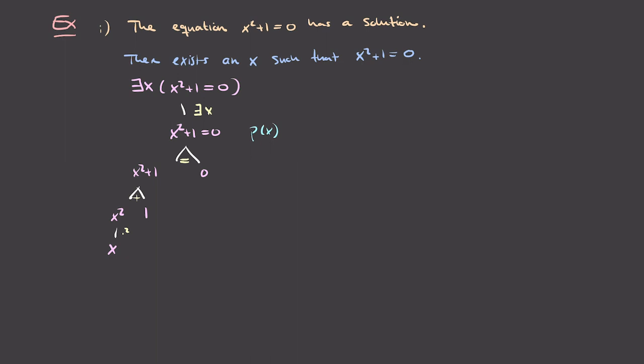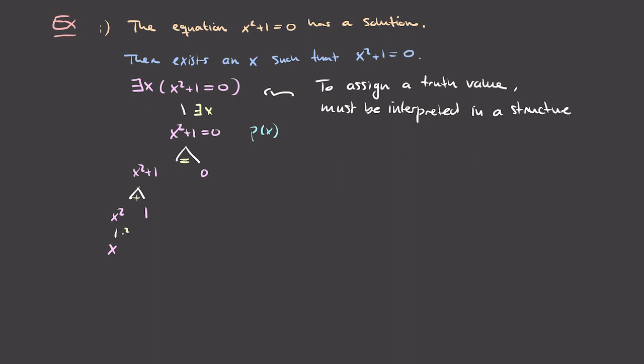So what I'm trying to get at here is that in order for the truth value of this statement to be defined, we need to interpret it in some sort of structure. In particular, we need to say where the x's and the y's and so on live. So to assign a truth value, this thing must be interpreted in a structure. And what do I mean by a structure? Well, I mean we have to specify some set in which the variables live. For example, we could choose the real numbers as the set in which the x is allowed to live.